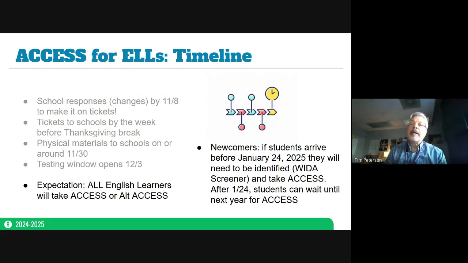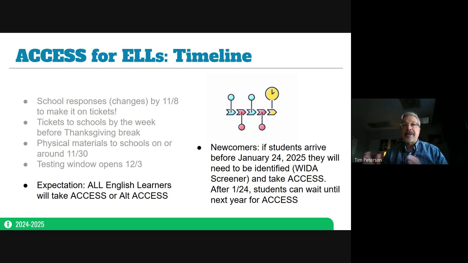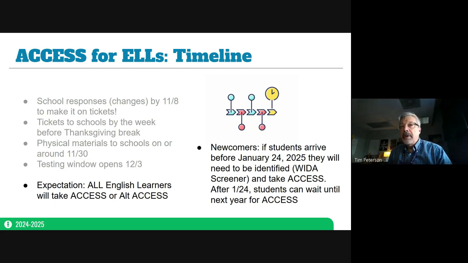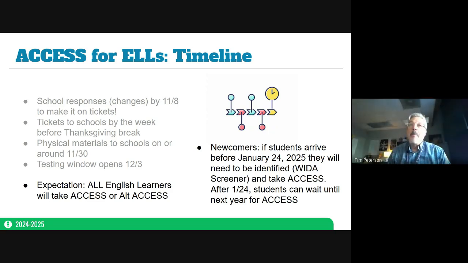However, because of the amount of time we understand that it takes to do ACCESS testing, especially as you're trying to grab all the students who have only bits and pieces left, after the 24th you still go through that same process, home language survey, WIDA screener, but if they're identified as English language learners, then we can wait until next year to give the ACCESS test. This provides you a little bit of cushion to finish up everything, because we know that there's a lot going on.